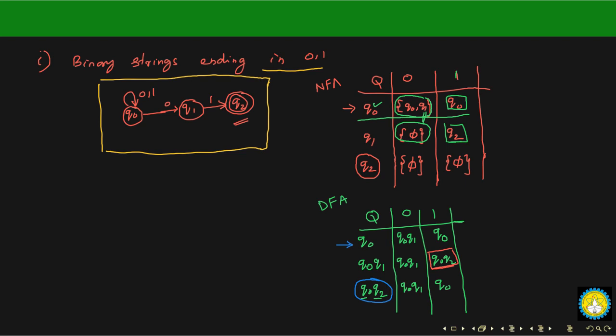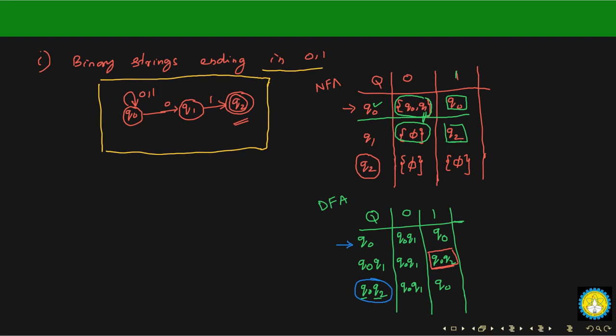Okay. So now we can draw the DFA diagram very easily. Let me draw the diagram for the DFA. So Q0 is going to be my starting state. Q0.